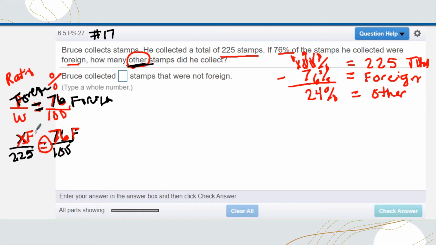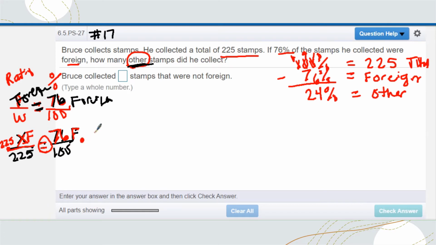So if I were to solve for the variable right here, or you can use equivalent fractions, I'm going to solve for the variable. So since I have x foreign stamps divided by 225, I'm going to multiply both sides by 225. My variable is in the numerator, so it's good to go.